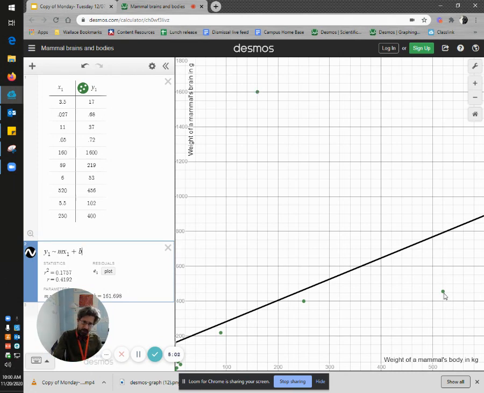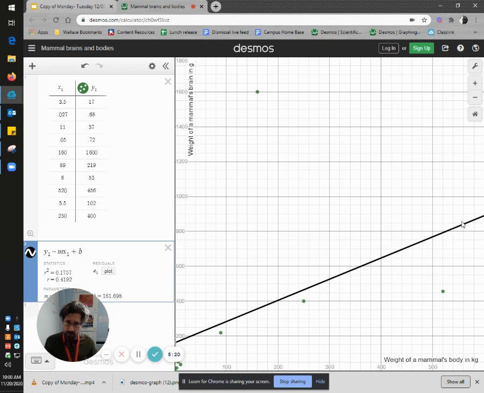I mean, this is a cow. It's bigger than a dolphin, but it's got a much smaller brain. Dolphins are exceptional, like humans and octopoids and things like that. They've got really big brains. So they pull the whole line up, but this is still my line of best fit.